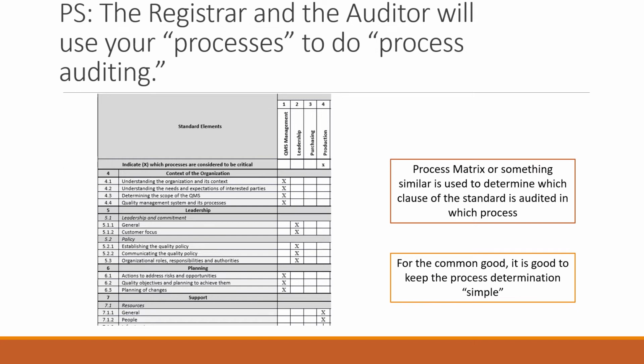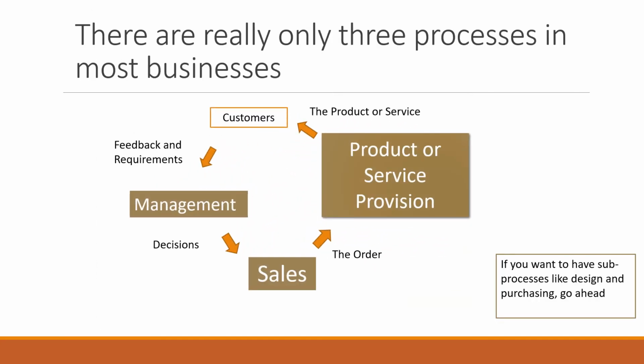For the common good, it's good to keep the process determination simple. That is, if you have 40 processes and they all have process inputs and process outputs, you're overthinking and overkilling it. The reality is that there are only 3 processes in most business. There's a management process. The output of the management process is decisions. And the number one decision is what business you're in.